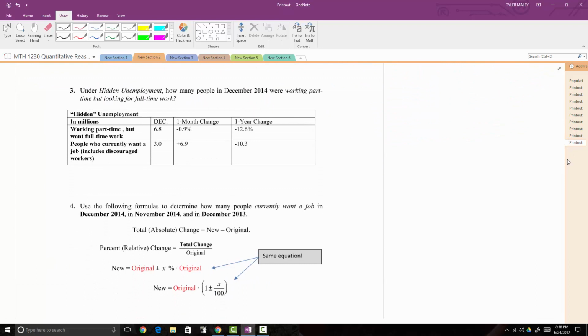So number 3 looks at hidden unemployment. And this is a growing issue in the United States. So hidden unemployment are those that might be working part-time, but they're wanting to work full-time, so they're not able to find enough work, or maybe you want a job, but you can't find one. That's called a discouraged worker. Maybe you just gave up.